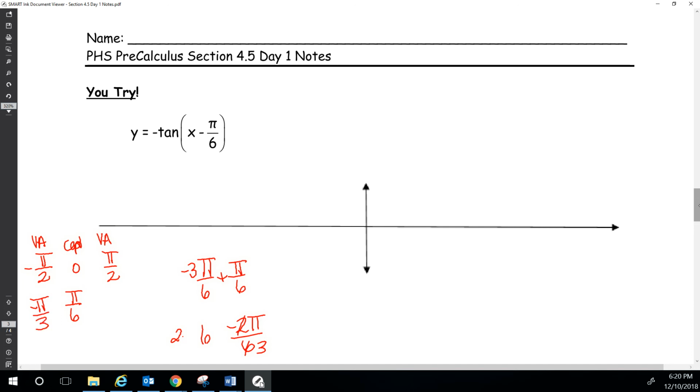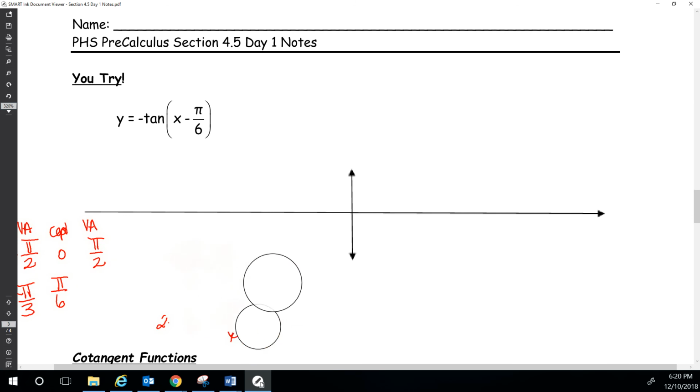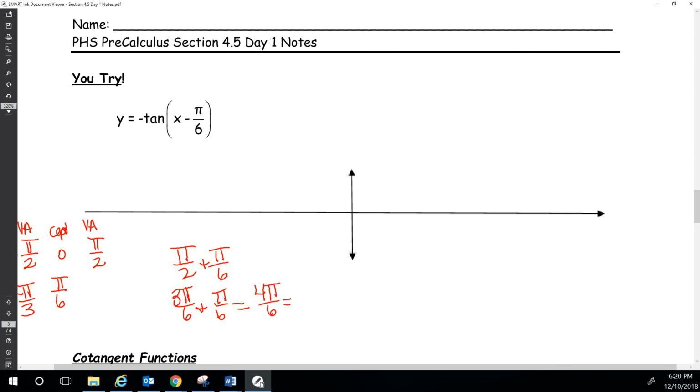All right, and now fraction math on the other side. Pi over 2 plus pi over 6. Again, I need to find a common denominator, which we say is 6. This one stays the same. 2 times 3 gives me 6, so this is going to be 3 pi. So here I get 3 pi plus pi is 4 pi over 6. Reducing this guy, I get 2 pi over 3.